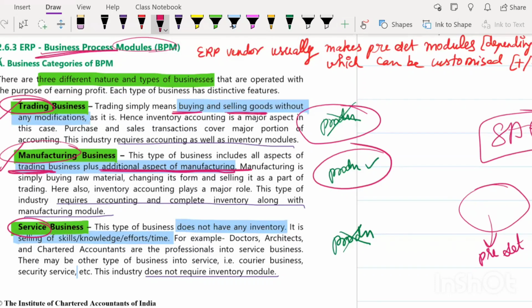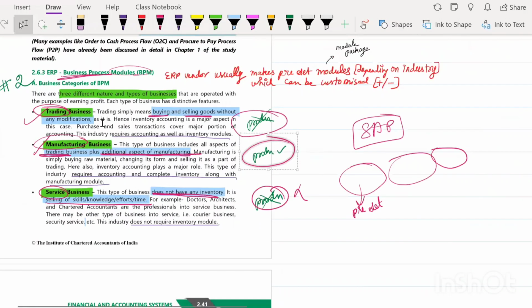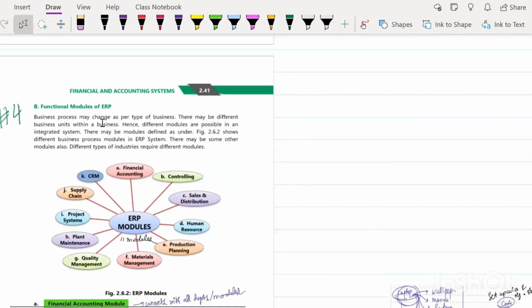The same way in a service industry also, the production module will not be needed, because you do not produce anything as such. You don't have any inventory, so this will not be needed. Here it is nothing but your scaling of skills, knowledge, time and effort only. So depending on what business there is, you will have to select your business modules accordingly.